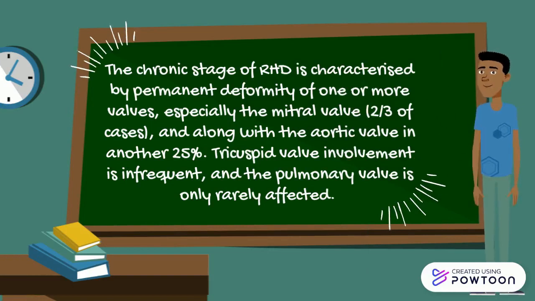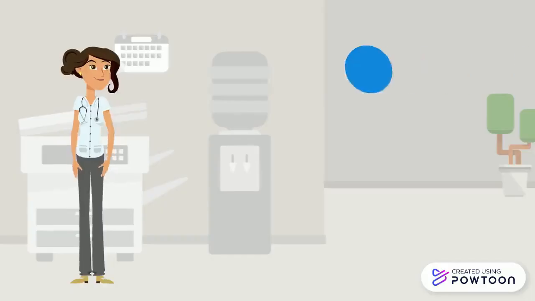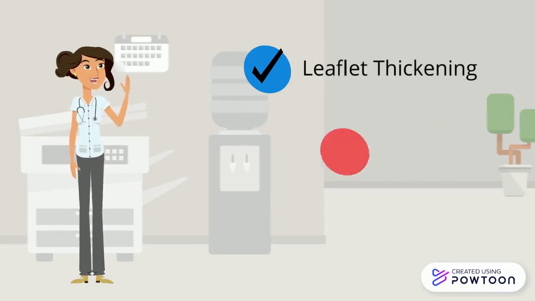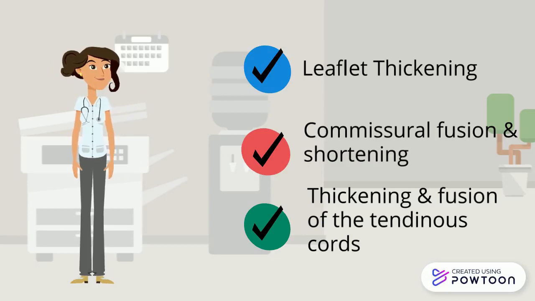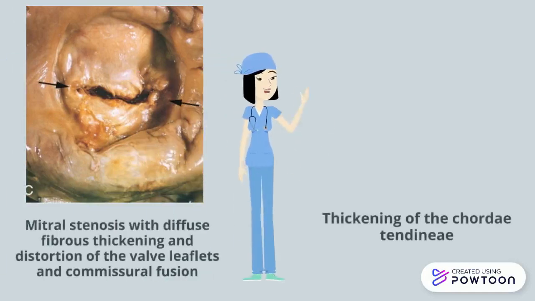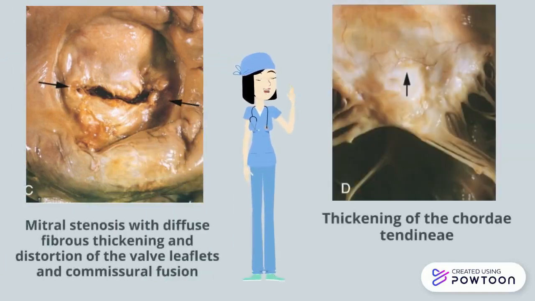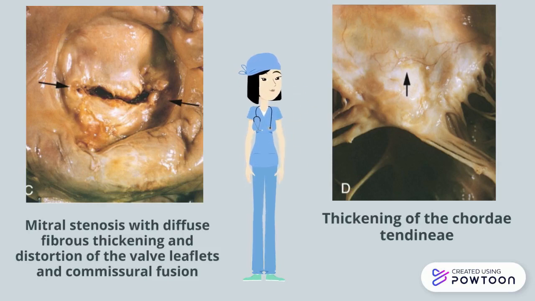The three cardinal anatomic changes of the mitral valve in chronic rheumatic heart disease are leaflet thickening, commissural fusion, and shortening, thickening and fusion of the tendinous cords. Mitral stenosis with diffuse fibrous thickening and distortion of the valve leaflets and commissural fusion will be explained more in the next slide. For the thickening of the chordae tendineae, we can also note the neovascularization of the anterior mitral leaflet, as shown by the arrow.